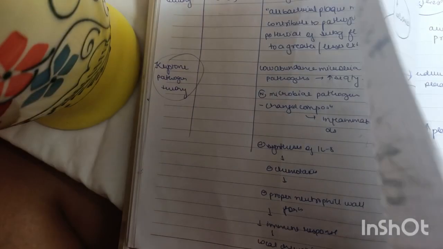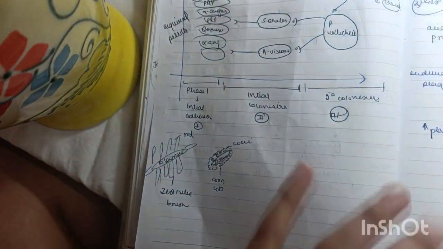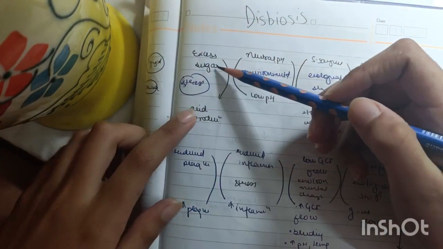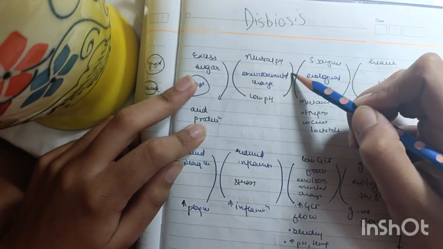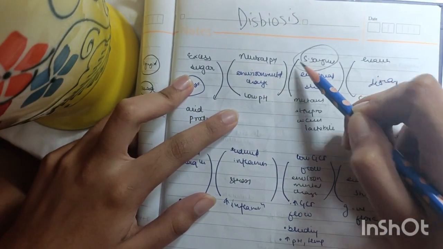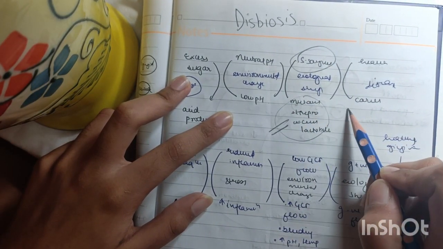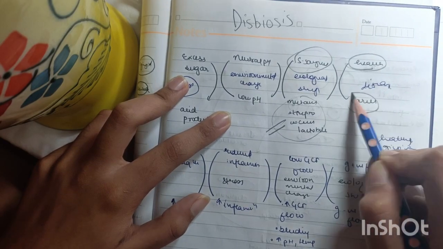Now, coming on to dysbiosis. Dysbiosis is something like this. When there is an excess of sugar, we see acid production. The neutral pH is getting changed into low pH. Then S. sanguis, which is a normal microbiota of the plaque, is converted into a caries microbiota. So, health is converted into caries.